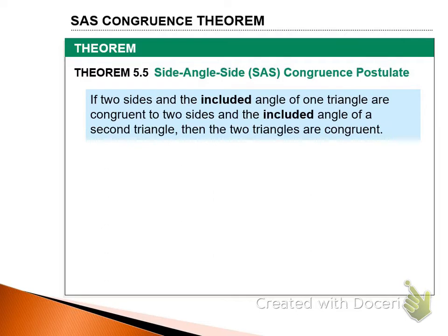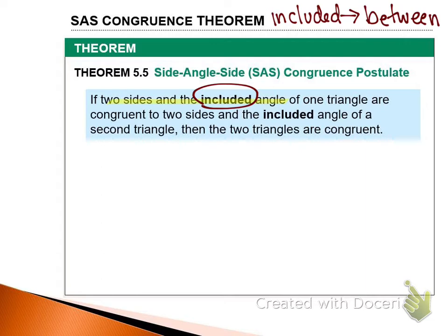Go ahead and highlight two sides and the included angle. Two sides and the included angle. And before I even explain that, go ahead and write down what included means. Included means between. That's it. So if you have two sides and an angle in between them, marked congruent to two sides and an angle in between them, then that is enough to prove that you have two congruent triangles. Two sides and an angle in between.